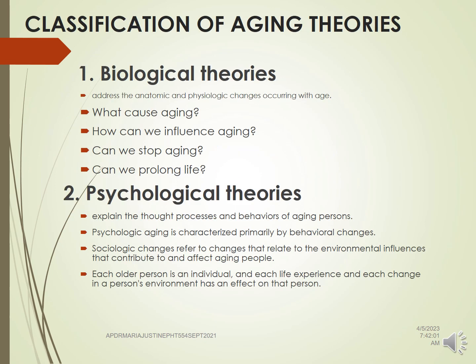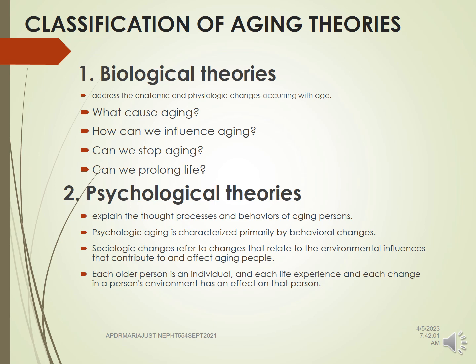So basically, there are two classifications of aging theories. The first one is biological theories. The biological theories address the anatomic and physiologic changes that occur with age. So you need to be able to understand the biological theories: what causes aging, and from understanding that, we can conclude whether we can influence aging, whether we can stop aging or prolong life.